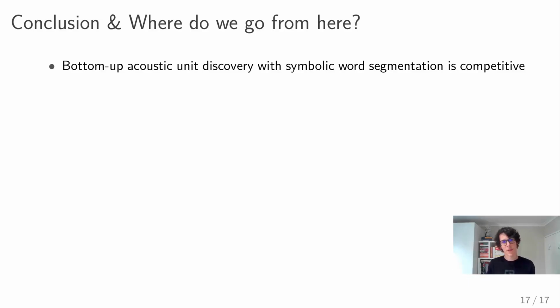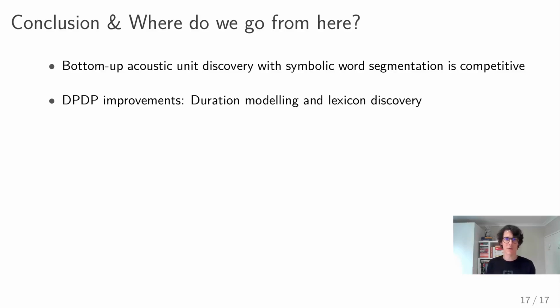to do that. There are some shortcomings of the DPDP approach itself. The one is that the duration modeling is very coarse. I use the same duration prior irrespective of the acoustic unit or the word that you're in. So you could maybe have per unit duration models. And another issue is that it doesn't actually discover a lexicon. So the DPDP AE-RNN can tell you where it thinks words start and end, but it can't actually tell you, oh, I think you're in this particular word. So it doesn't infer word categories.